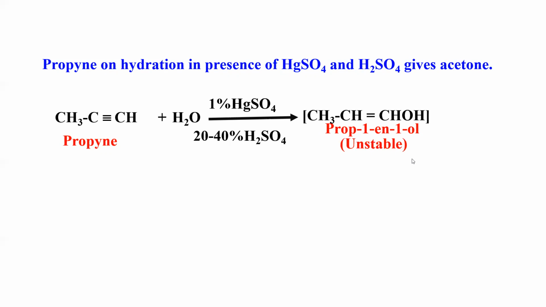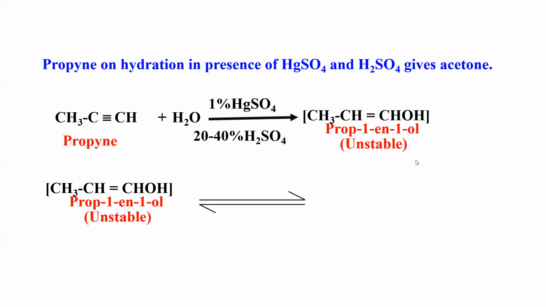The reaction will not stop there because this is unstable. This will undergo tautomerism, just like the previous case. The H from the CH, the middle carbon, will get shifted to the terminal carbon which has OH, and oxygen will be on the center carbon to give us CH3COCH3.